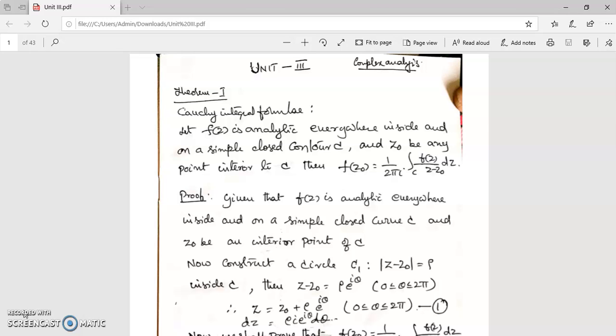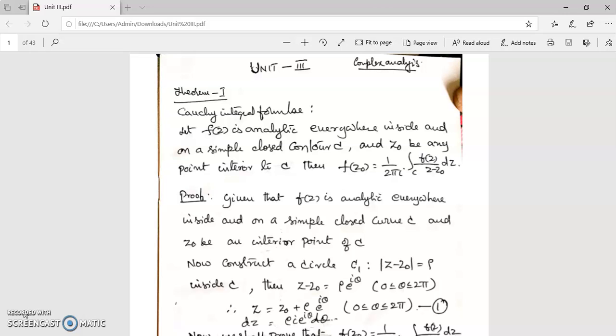Proof. Here it is given that f(z) is an analytic function everywhere inside and on a simple closed curve C, and z0 is any interior point in C.